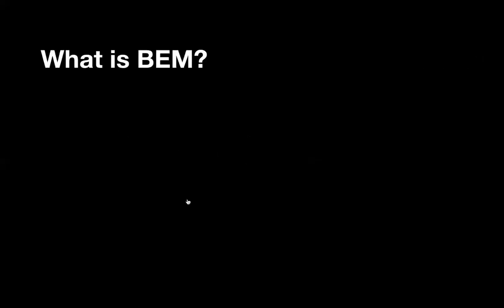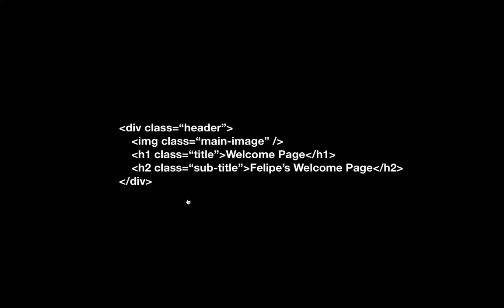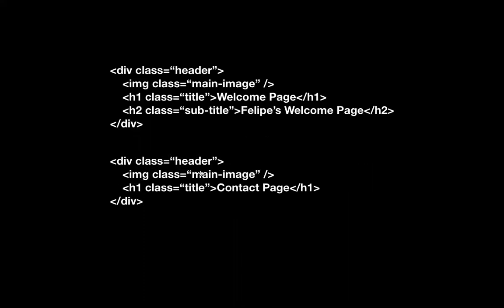So then we learn classes. Classes are more ideal because they're reusable. If I had a header here, a main image, title and subtitle, I could create another header that's very similar and reuse those CSS stylings. So we like classes for CSS. We use them a lot.